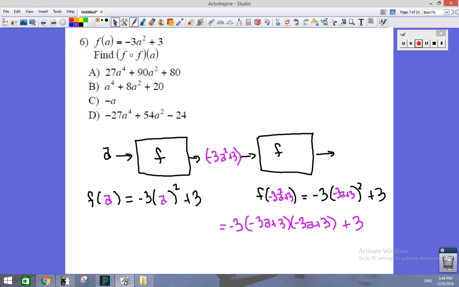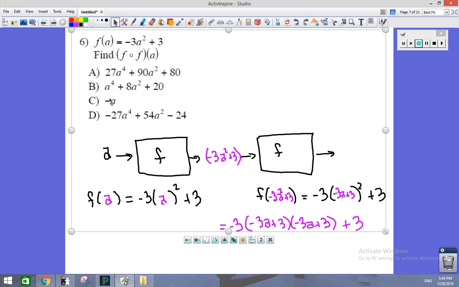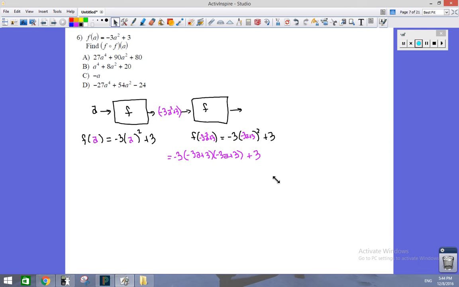Now some people may prefer to multiply this out in the form of a table. You might write out the word FOIL. There's various ways. The underlying mathematical property is the distributive property. That's how we're able to multiply these two binomials. So a negative 3 times a negative 3 is positive 9a squared. Then I'm going to have a negative 9a and another negative 9a for negative 18a, and then 3 times 3 is 9. Don't forget to add the 3.